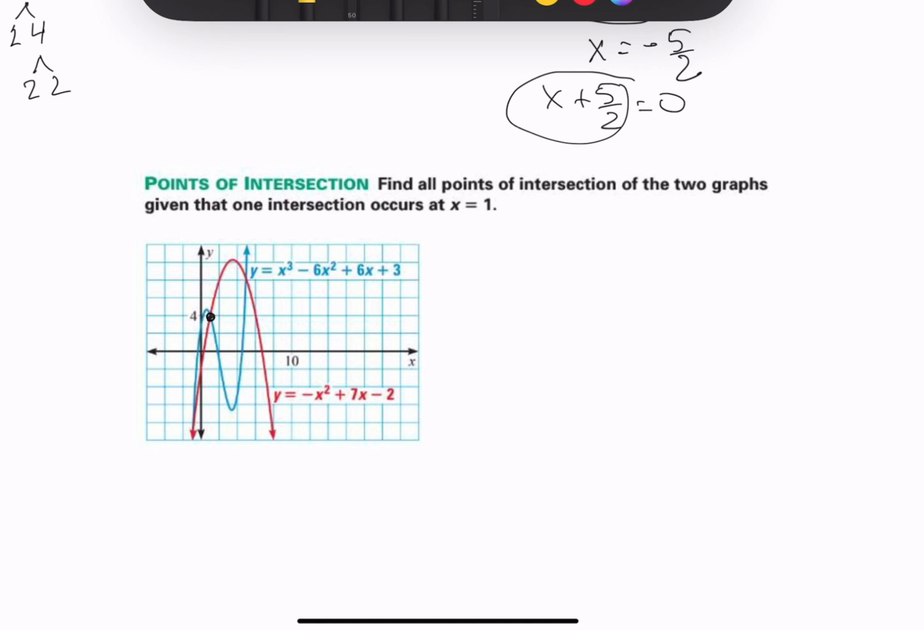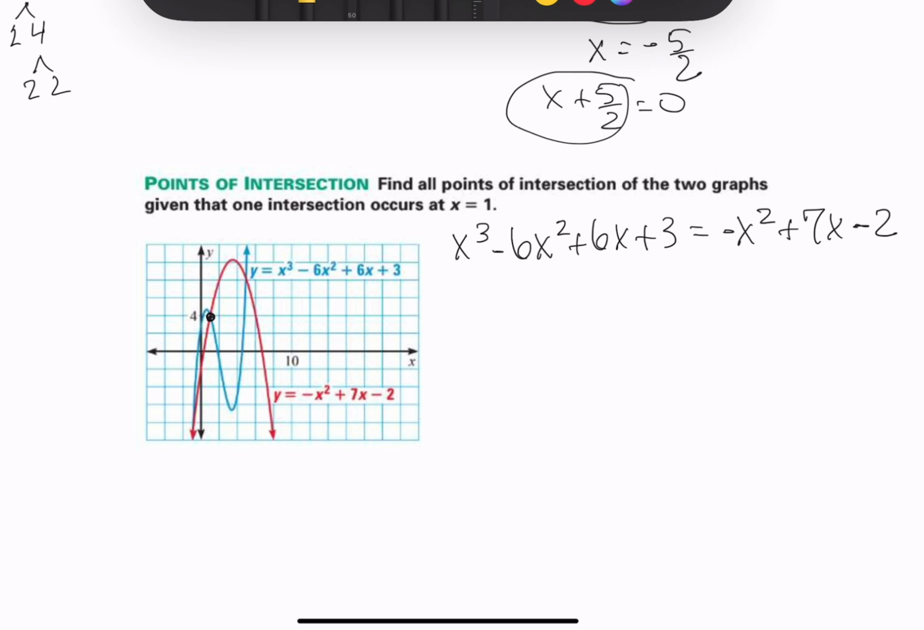So the two functions will be equal wherever these two graphs are intersecting. So let's go ahead and take both of our equations, set them equal to each other, maybe get that big giant equation into standard form and start factoring. Watch this. This is going to be super cool. So x cubed minus 6x squared plus 6x plus 3 needs to equal negative x squared plus 7x minus 2. Now, whatever x values I get when I solve this, those are the x values of intersection, okay?